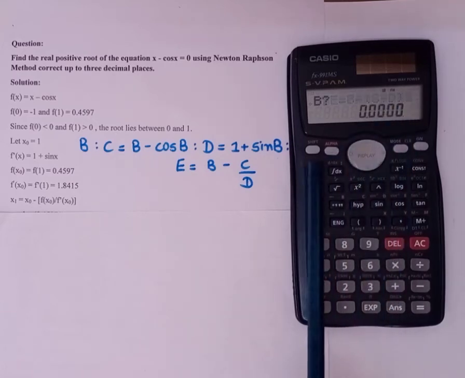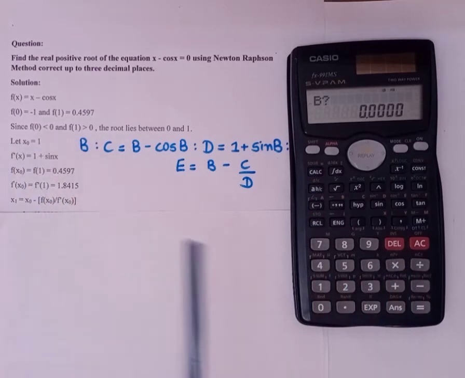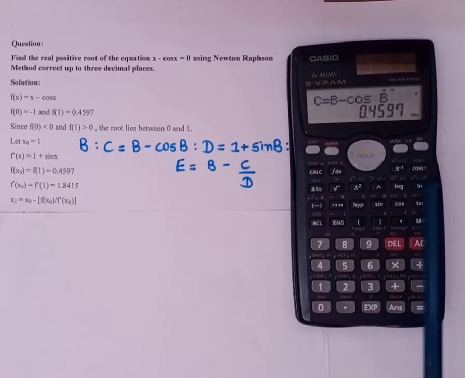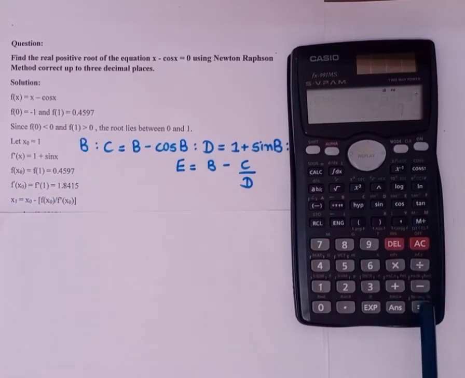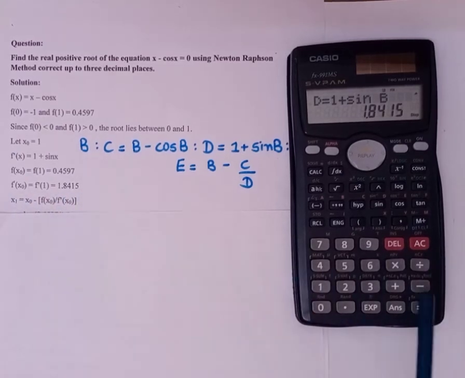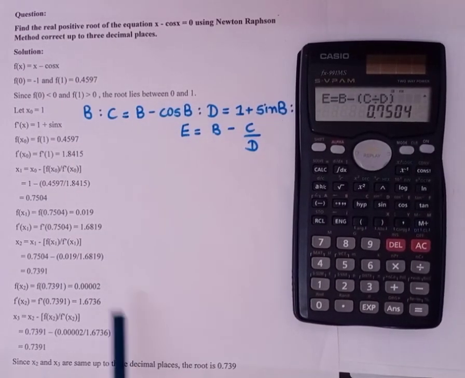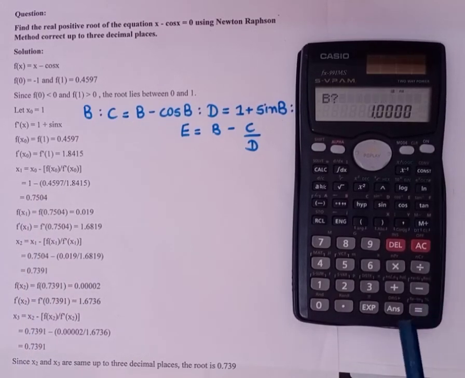After that, press CLR. As we know that we have got our x0 as 1, so I'll place 1 here, b is 1. Then I got my f of x, which is coming as 0.4597. Again press equal to. So we get f dash of x, which is 1.8415, again equal to, so I'm getting 0.7504. This is my x1.